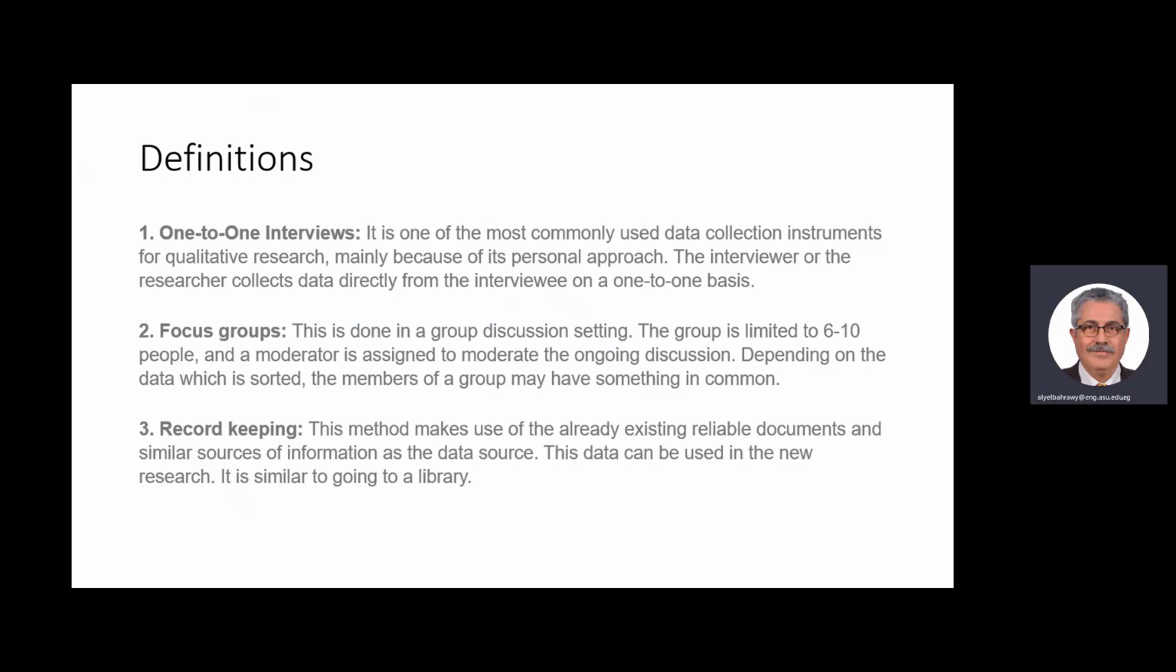Focus groups. This is done in a group discussion setting. The group is limited to 6 to 10 people, and a moderator is assigned to moderate the ongoing discussion. Depending on the data which is sorted, the members of the group may have something in common. Record keeping. This method makes use of the already existing reliable documents and similar resources of information as the data source. This data can be used in the new research. It is similar to going to a library.